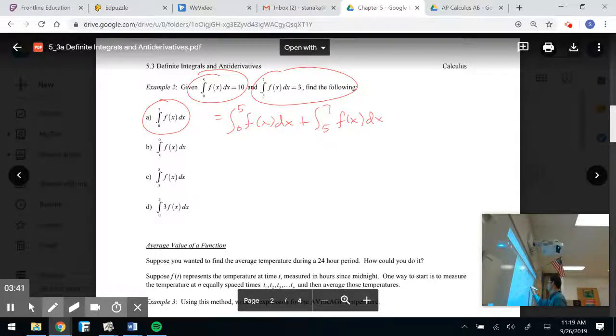You better believe it. That's one of those properties on that other page. So that would just be 10 plus 3 equals 13. Oh, snap, my favorite number. All right, here we go. 5 to 0. What? They didn't give me that up there.